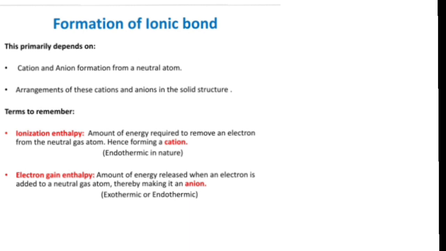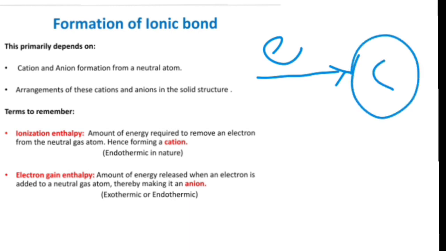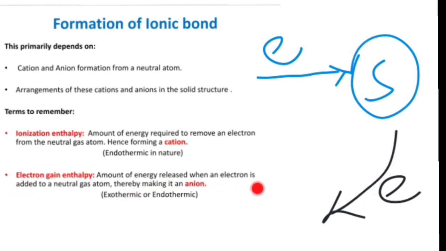Now, I just can't add or remove an electron according to my convenience in a neutral atom. I have to supply some kind of energy to the system. Therefore, the energy supplied to the system in order to remove an electron is called ionization enthalpy. On the other hand, the system releases some energy when an electron is added. That is called electron gain enthalpy.